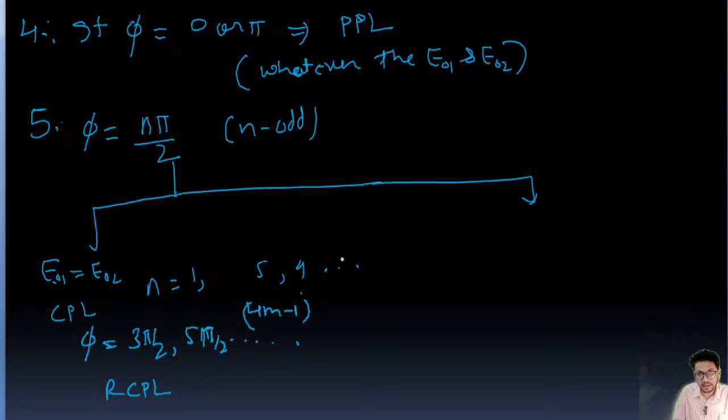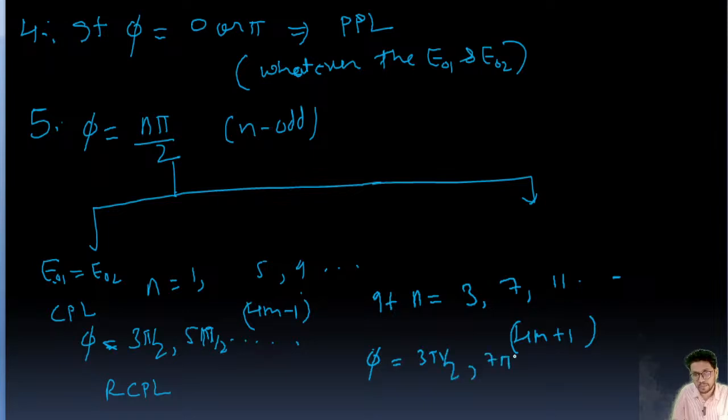Similarly, if the value of n is 3, 7, 11, and so on, we can write it in the form of 4m plus 1. In that case, the value of phi is going to be 3 pi by 2, 7 pi by 2, and 11 pi by 2, and so on.